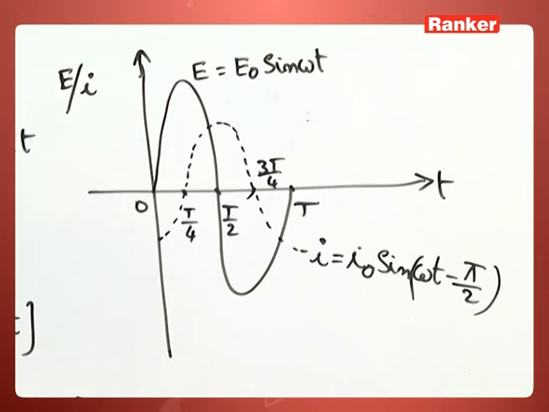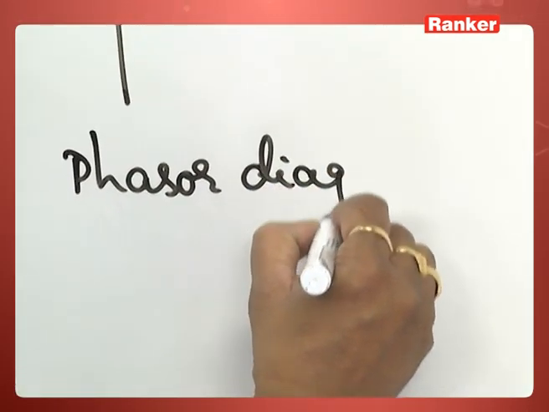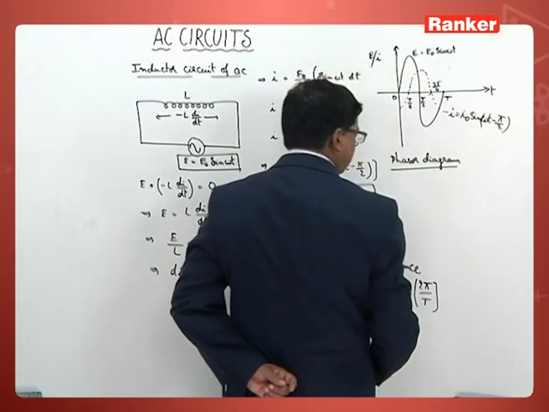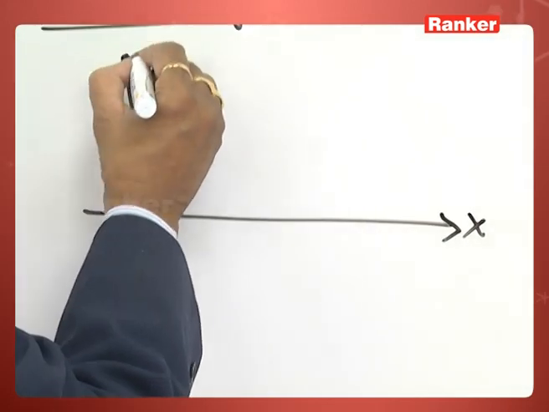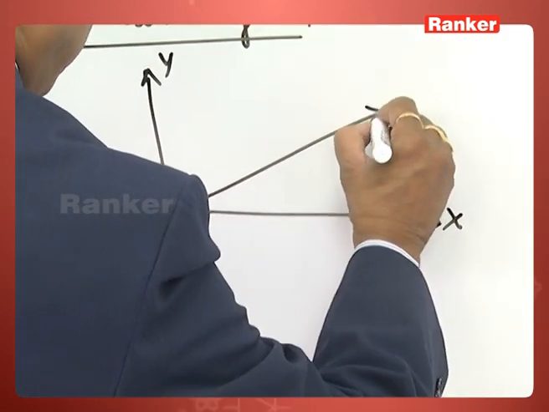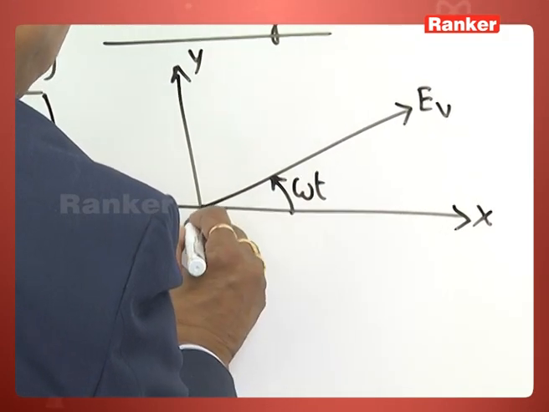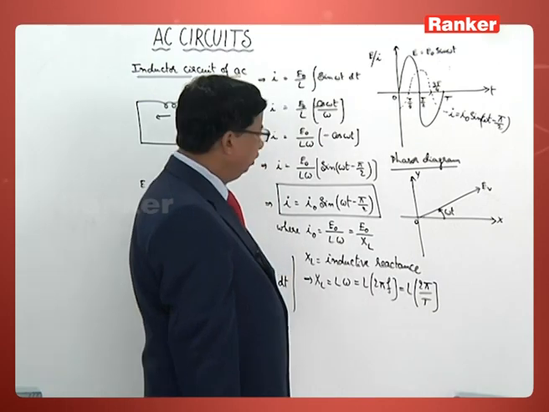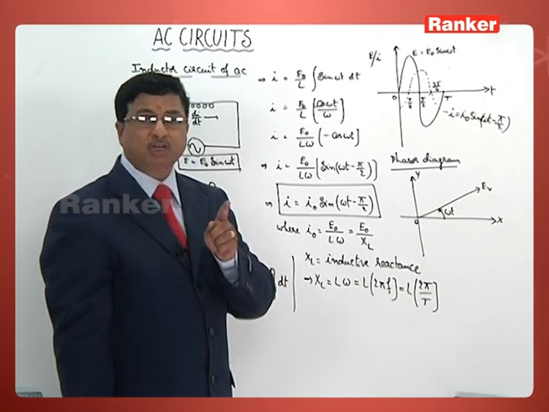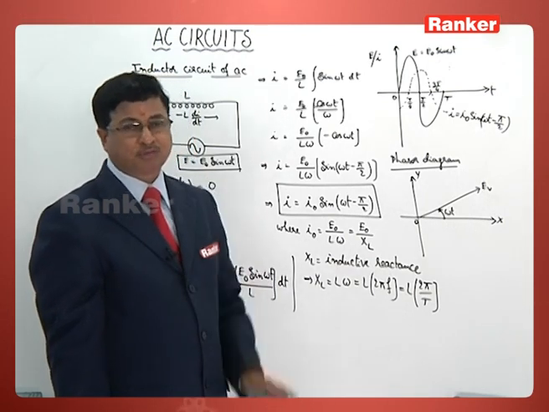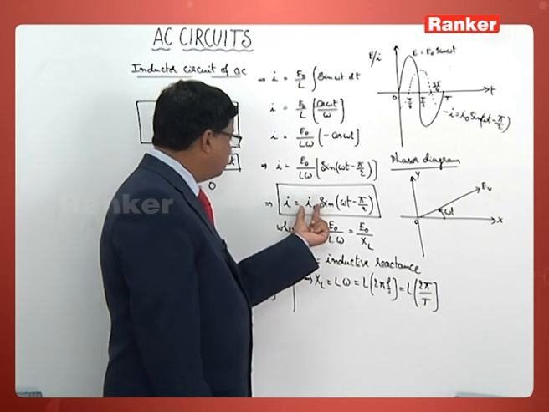Exactly in the same manner, when I consider the phasor diagram, again the same way we used to take up, this is x axis, this is y axis, and we represent this one as the virtual value of EMF, which of course is at an angle omega t with the horizontal. Till that extent, it is just similar to the phasor diagram considered in the pure resistive circuit. But what else do we want? We just have to consider the current also.